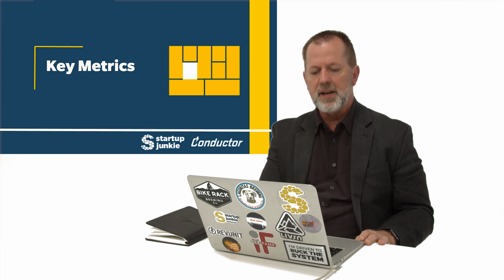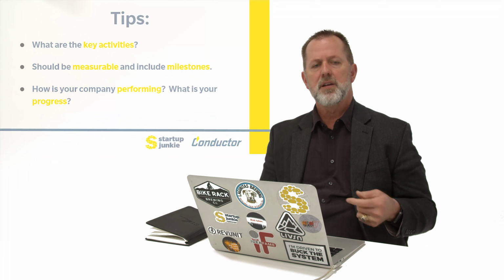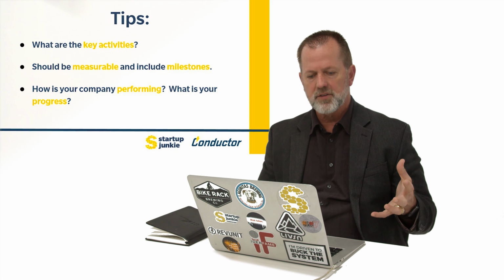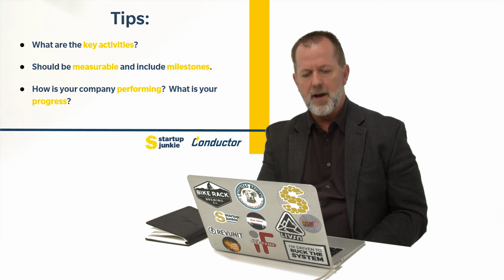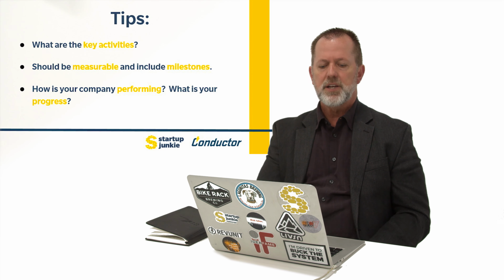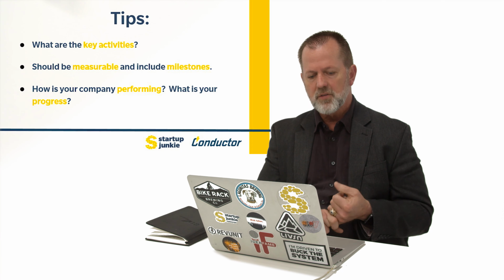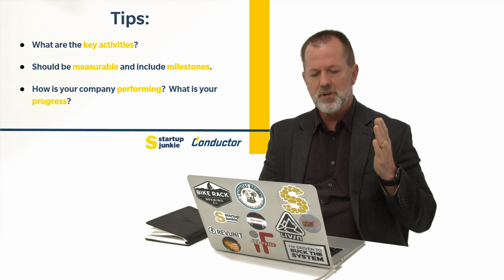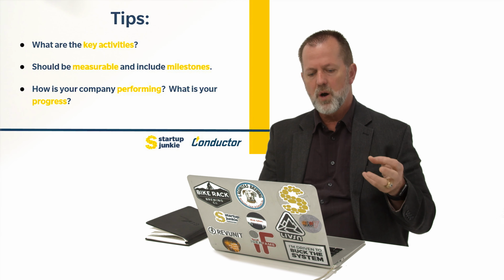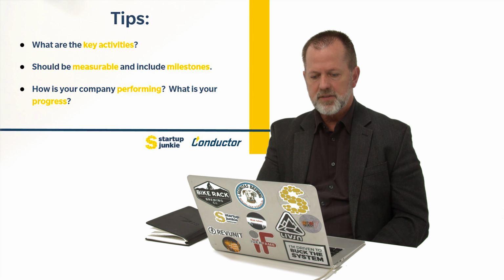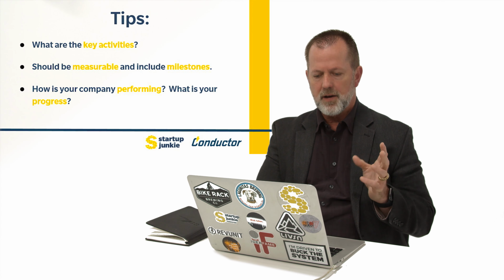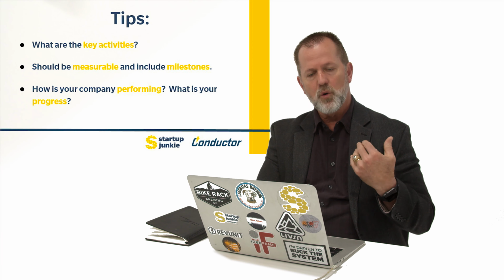The next thing we'll talk about is key metrics. This is how you measure the milestones of the progress in the experiments that you're doing to validate or invalidate the business model. It should be measurable. It should include milestones. It's really those things that give you a measurable view of whether you are succeeding or failing in what you're trying to do. And it typically needs to be something that is a big enough issue that it's going to add value or reduce risk in the business.